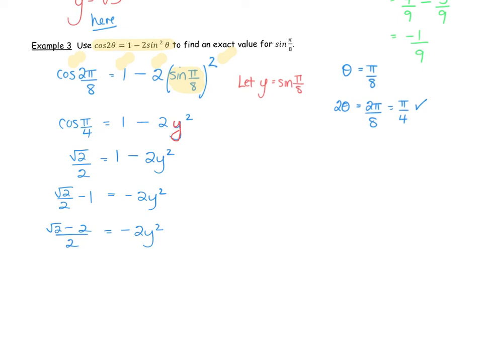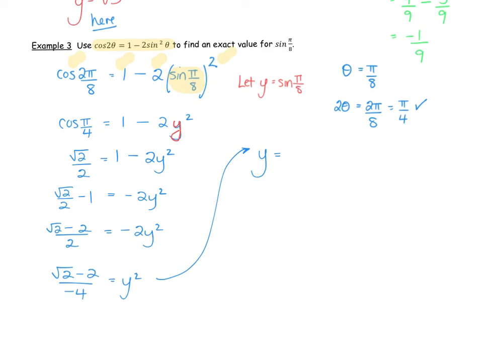Then I need to get rid of my negative 2. That's going to get divided to the other side, so that moves to the bottom. So I have root 2 minus 2 over negative 4 equals y squared. Okay, again, could be written in a different order to get rid of that negative. It is possible. Then I just want y by itself. I'm going to take the square root of both sides.